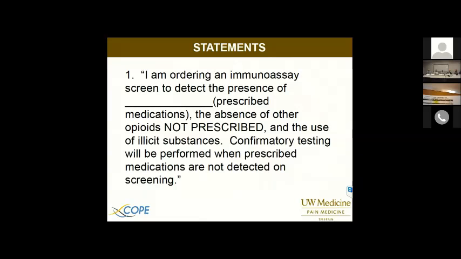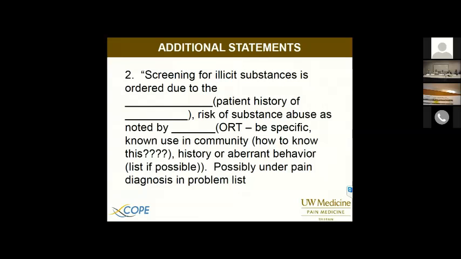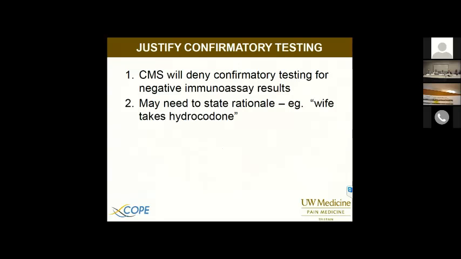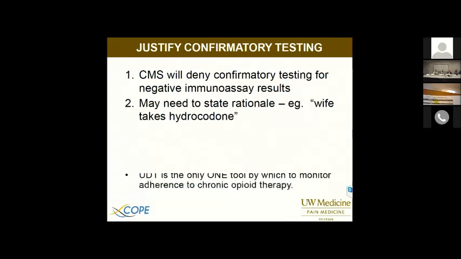Here are a couple of statements that I put together. I'm ordering an immunoassay screen to detect the presence of whatever you're looking for, and the non-prescribed substances. You'll go on to confirmatory testing under what conditions? When you don't see what you want. Screening for illicit substances is ordered due to addiction history, somebody else living in the house that has addiction, or if an abnormal UDT, a high ORT. Explain why you're doing that. And we will be asked to do these things at some point in the future.